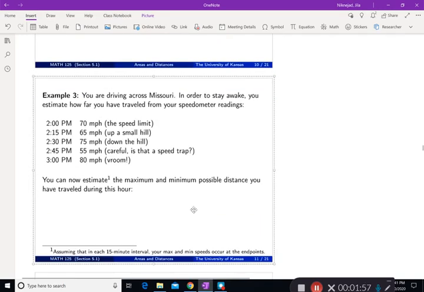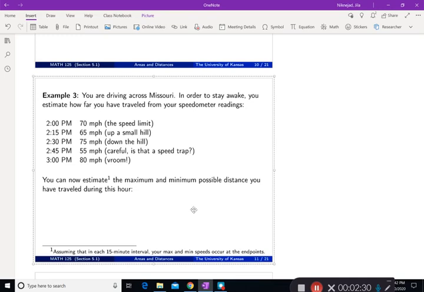Now you're driving across Missouri. In order to stay awake, you estimate how far you have traveled from your speedometer readings. At 2 p.m. you're at 70 miles per hour, that's the speed limit. At 2:15 you're at 65 going up a small hill. At 2:30 p.m. 75 miles per hour down the hill. At 2:45 p.m. 55 miles per hour. And at 3 p.m. you're at 80 miles per hour.